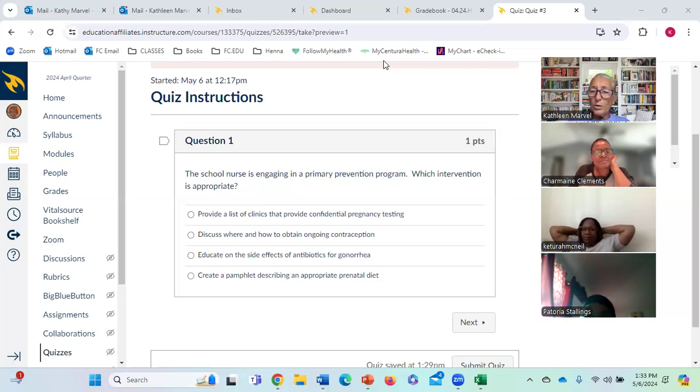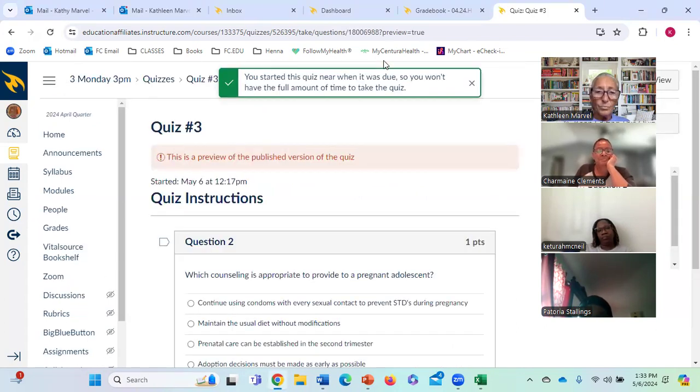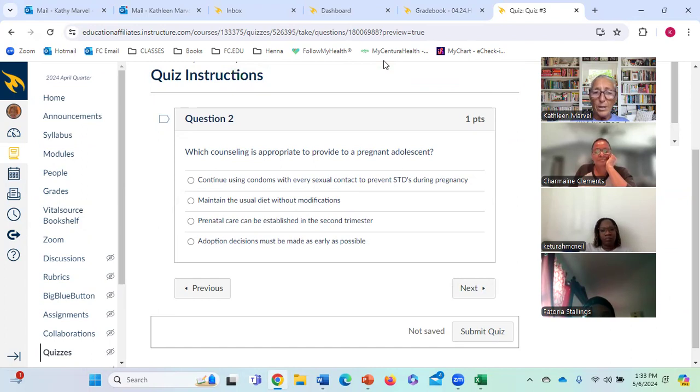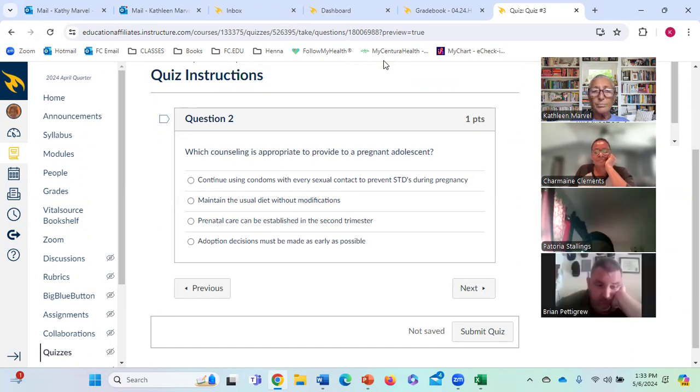Does anybody have any questions about any of those primary, secondary, tertiary answers? Okay, which counseling is appropriate to provide the pregnant adolescent? What's the right answer here? A. Right. We know that we do want to teach them to use condoms during sexual contact, even during pregnancy, right? To prevent STDs.